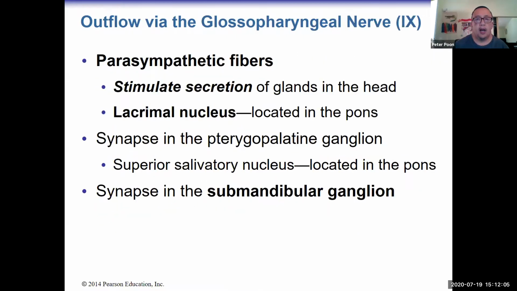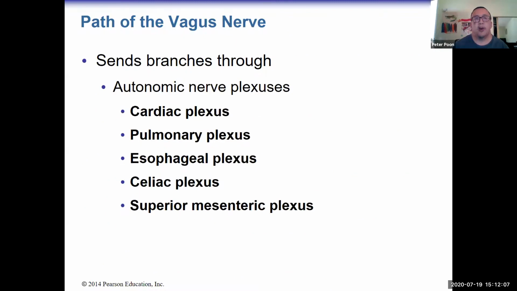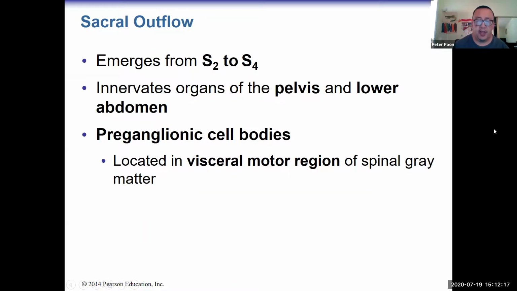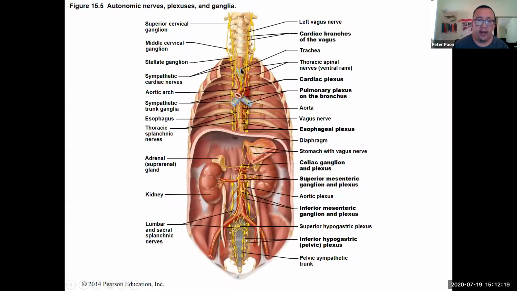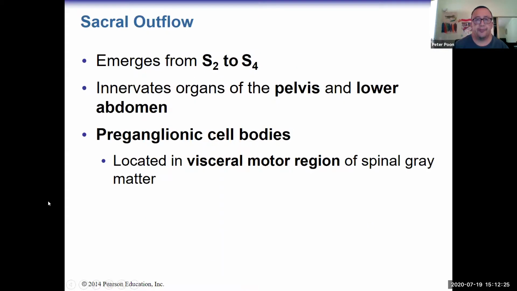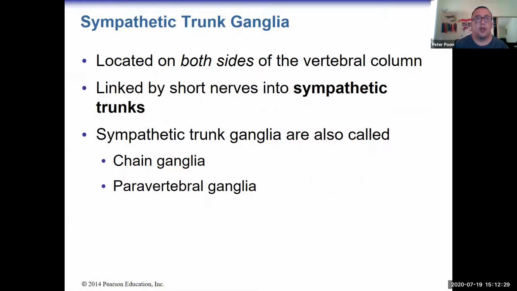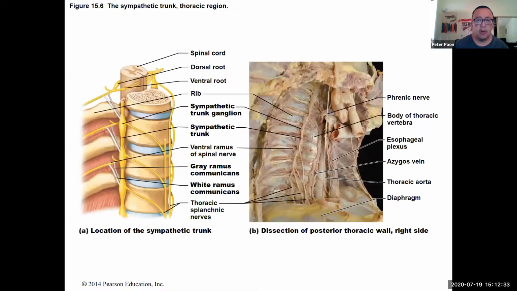Cranial nerve number 10 branches through the pulmonary plexus, cardiac, and so on. You can see how much there is. I'm going to take this picture to show you the sympathetic chain ganglion. See how they're literally on the two sides of the spinal cord right there. The sympathetic ganglia.